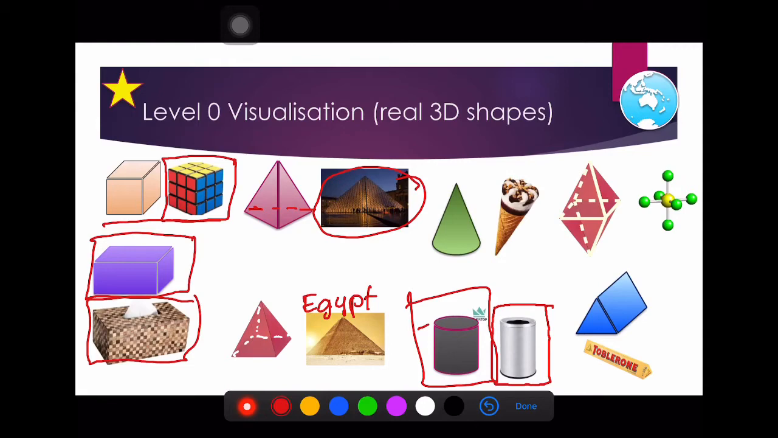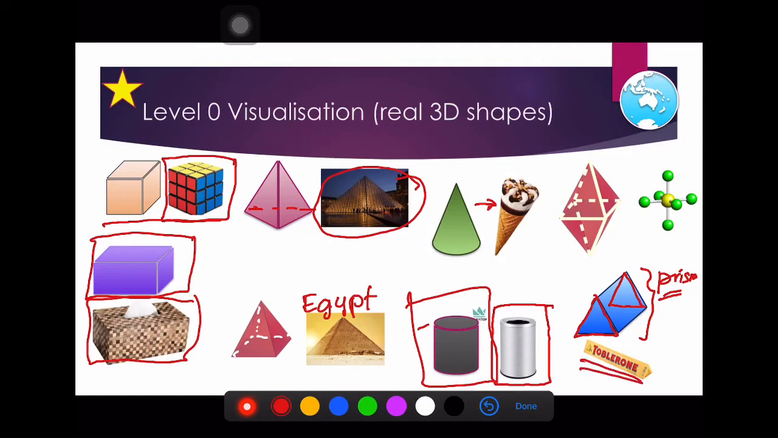The next one is a cone, and this one associates with an ice cream cone. Now this particular shape here might be new to your students. This is a prism. It's a triangular prism because the base here is a triangle, and at the end is also a triangle. Because the base and also the top are the same, that's why we call it a prism. One example of a prism is Toblerone chocolate.